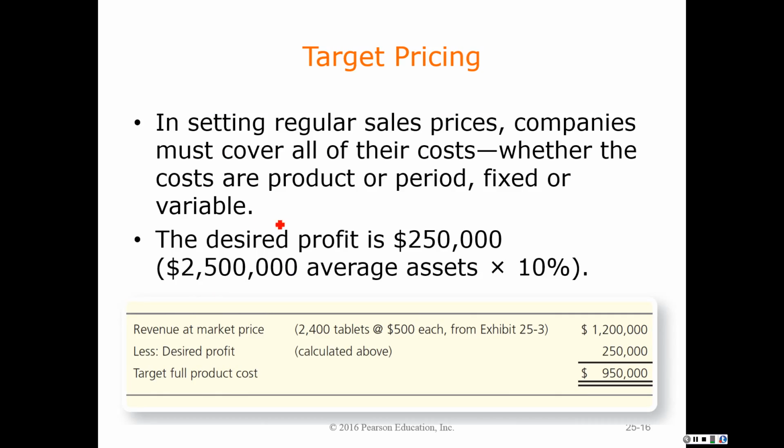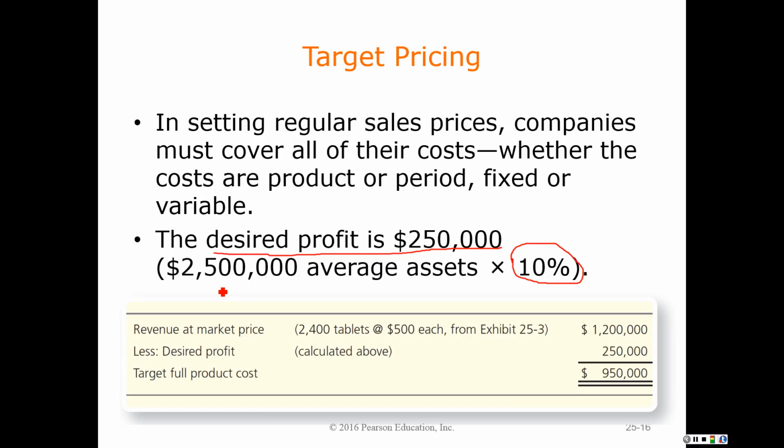And the text tells us that our stockholders would like to have a 10% return on our assets. So if this is the case, what are we looking at? If we have 2.5 million in average assets, this is our return on investment that we looked at in the prior chapter. I want at least a 10% return on those assets. Then I need to generate enough revenue to cover that return on assets. So my desired profit is $215,000 based on a 10% return on my 2.5 million investment in assets.